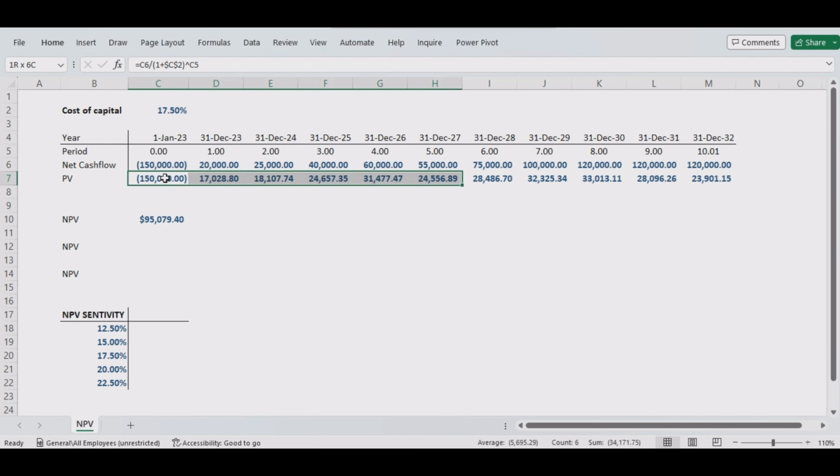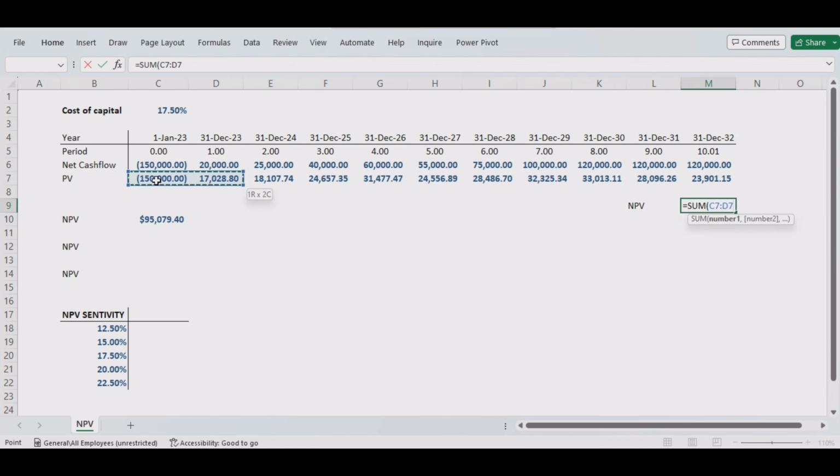If we sum these, the sum of all these present values is equal to this, which is 111, but here we found 95. So which one is correct?